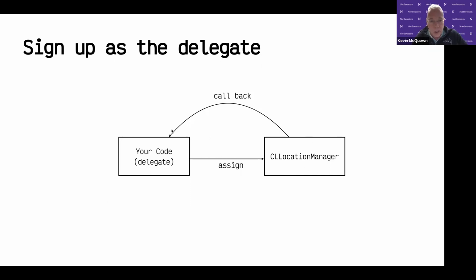Every time a location changes, every time a heading changes, you'll see when you look at the delegation protocol that there are quite a few functions you can implement. There are a lot of things that this location manager would like to tell you about, and it will tell you when these events actually happen. So in your code, you're going to create a function that the location manager is going to call for you whenever a certain event occurs.